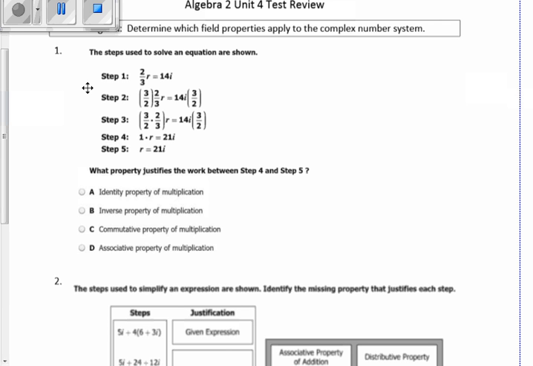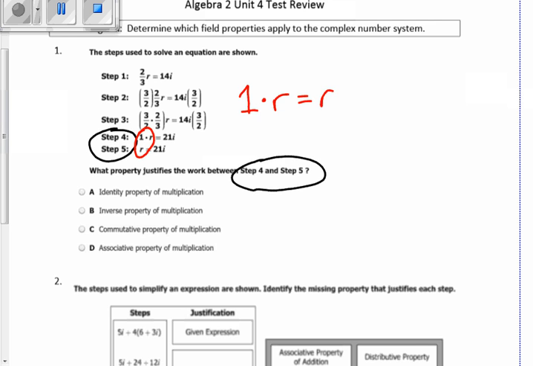Unit 4 test review. Number 1, we have to use the steps. What property justifies work between step 4 and step 5? So step 4 and 5 are right here. I look at what is different between step 4 and step 5, and I see this right here. It's 1 times r, and that's going to equal r in the next line. So what property does this show? Identity property of multiplication. 1 times itself is itself.